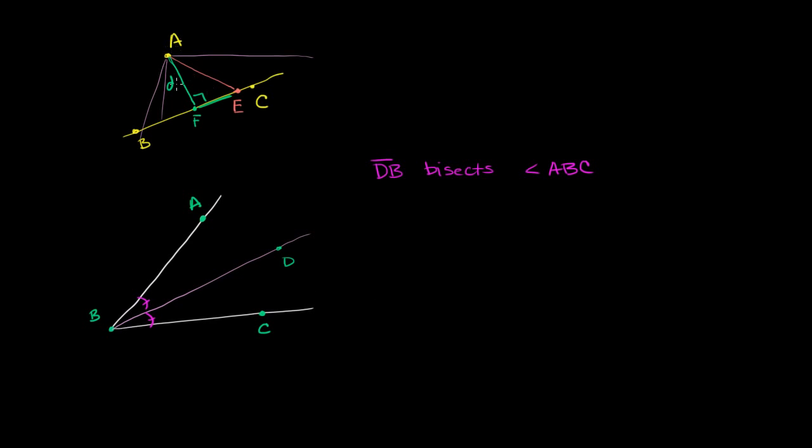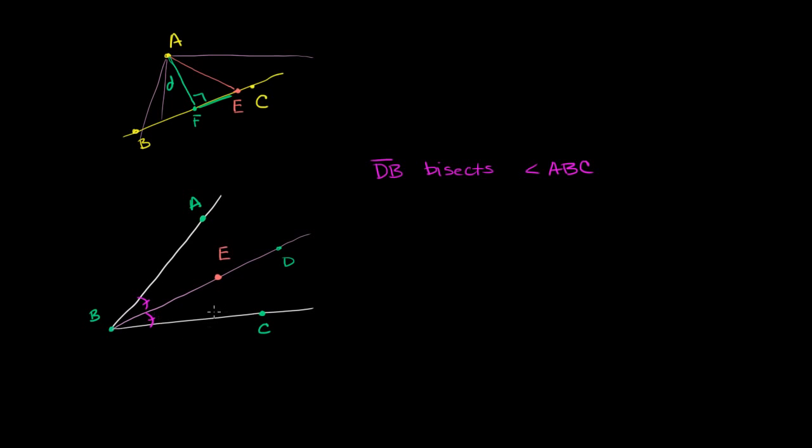Now, the whole reason why I started this video talking about distances between points and lines is that I want to show you that any point that is on an angle bisector is actually going to be equidistant from the sides of the angle. And then we're going to go the other way to show that any point that is equidistant from the sides of an angle is going to be on the angle bisector. So let's take an arbitrary point that sits on this angle bisector. I'll call that arbitrary point E. I haven't used E yet.